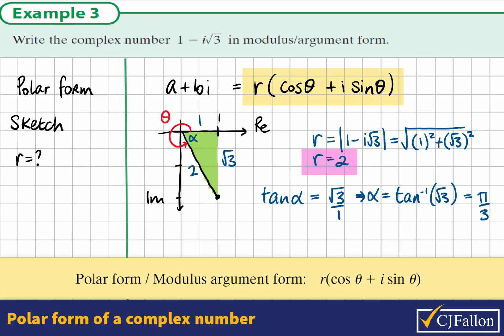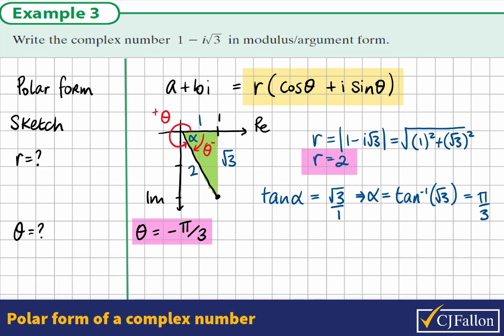Now, this is not theta, but it relates to theta. In a positive sense, theta is what is drawn, but we could also express theta as a negative angle, going in the clockwise direction from the positive sense of the real axis. Therefore, we could call theta negative pi over 3. It's negative alpha.